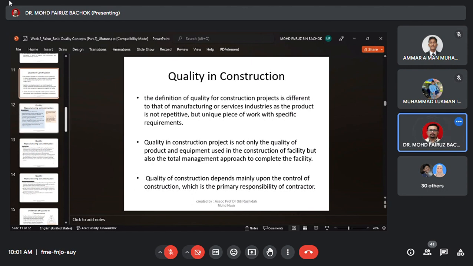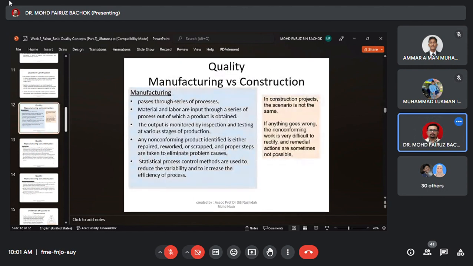All right. Now we look at the difference between manufacturing versus construction. Starting with the manufacturing process: to produce a product, it passes through a series of processes.